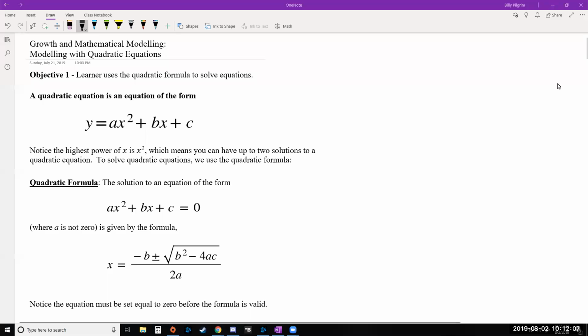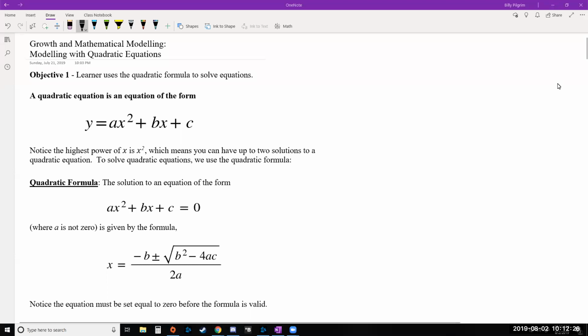This video covers our section on modeling with quadratic equations from our chapter on growth and mathematical modeling. In this section, we're going to investigate quadratic models, quadratic equations, and how to do some of the advanced algebra with quadratic equations. Our first objective is just to use the quadratic formula to solve equations.